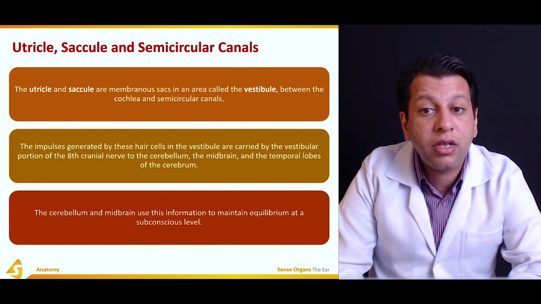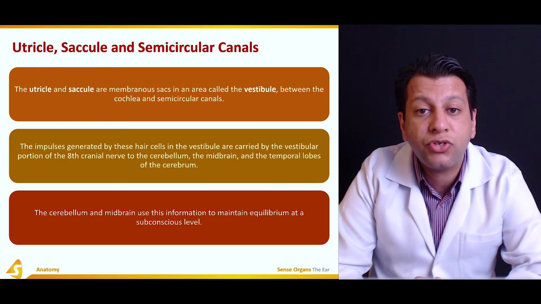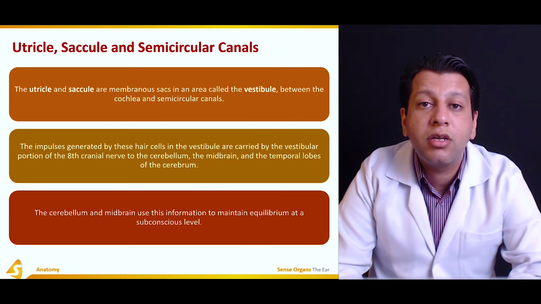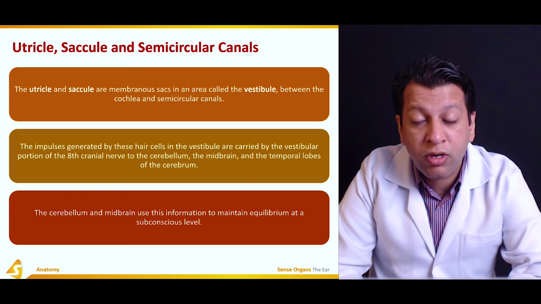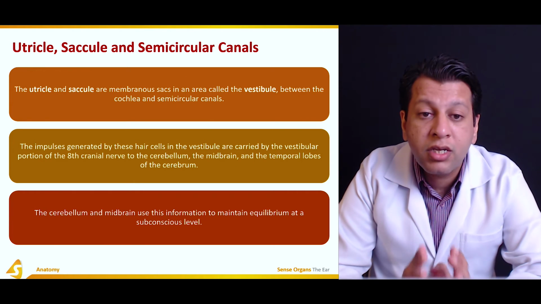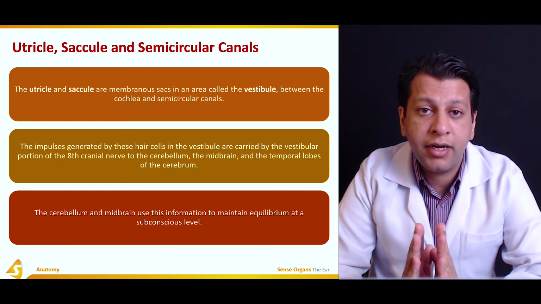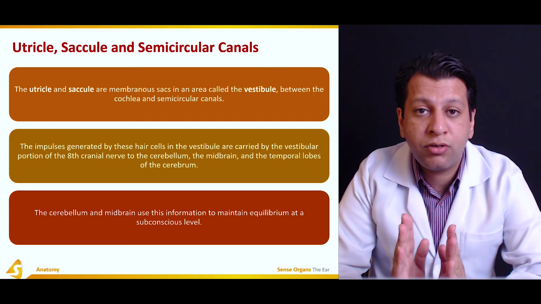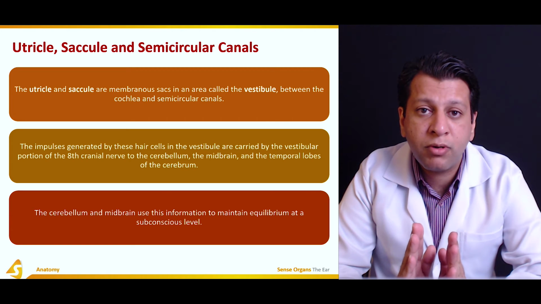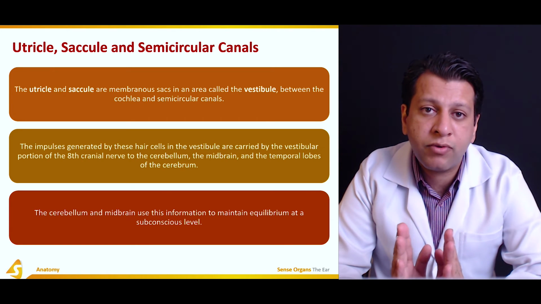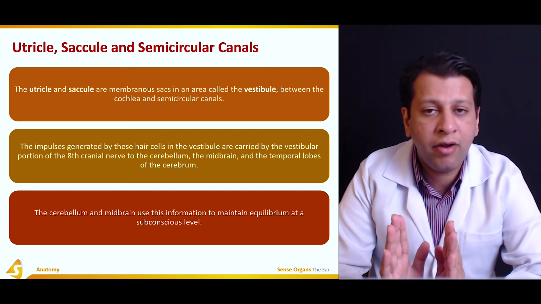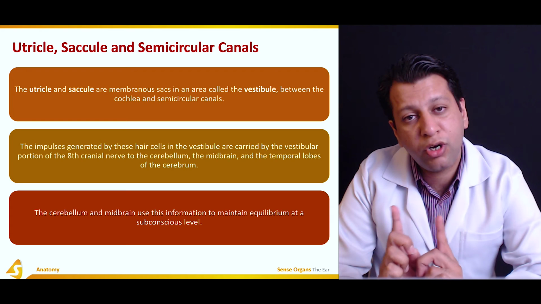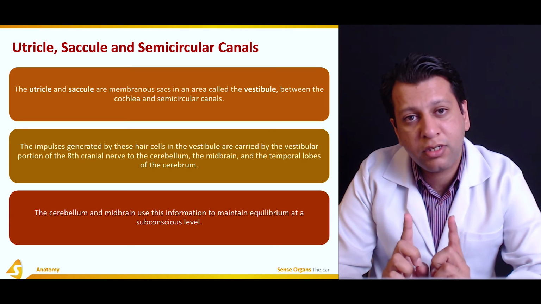Coming to the utricle, saccule, and semicircular canals, these are the structures which are concerned with equilibrium. Now there are two types of equilibrium. One is static equilibrium, and another is dynamic equilibrium. Static equilibrium is when my head is still. There are certain structures involved with static equilibrium that send signals back to the brain about whether my head is straight, bent slightly left or towards the right, but not moving. It's in a stationary position.